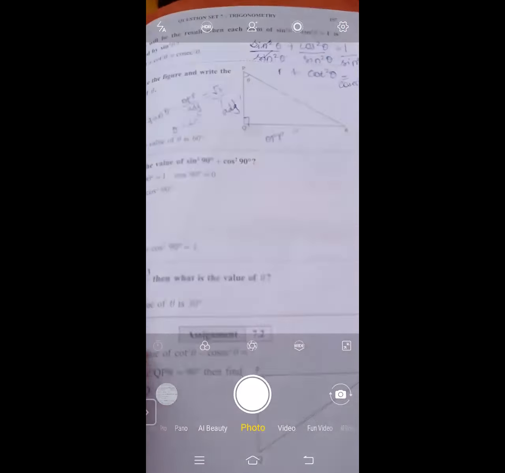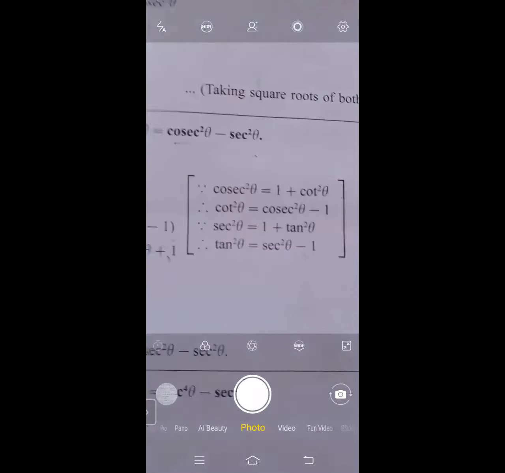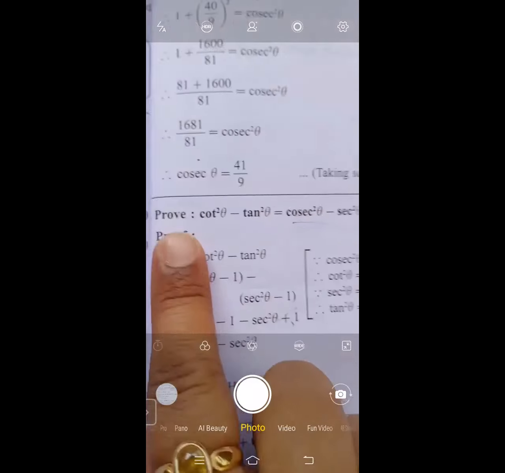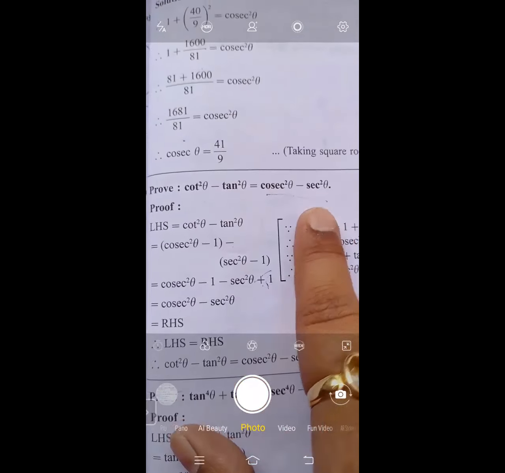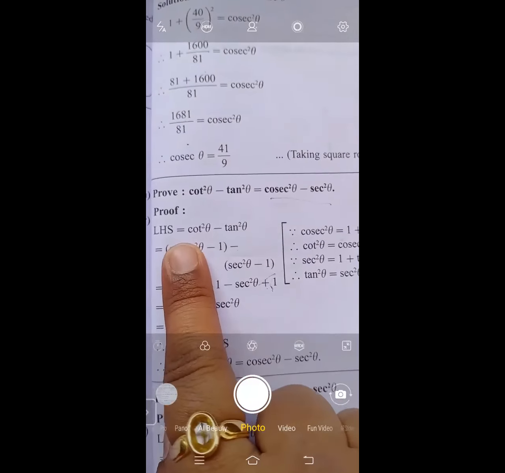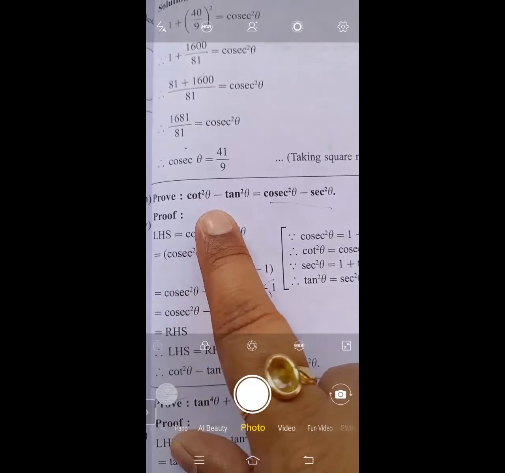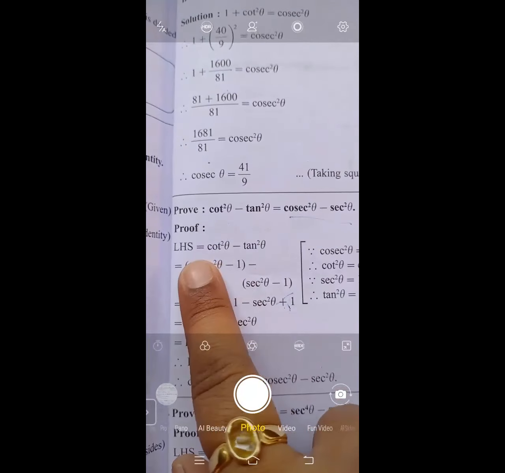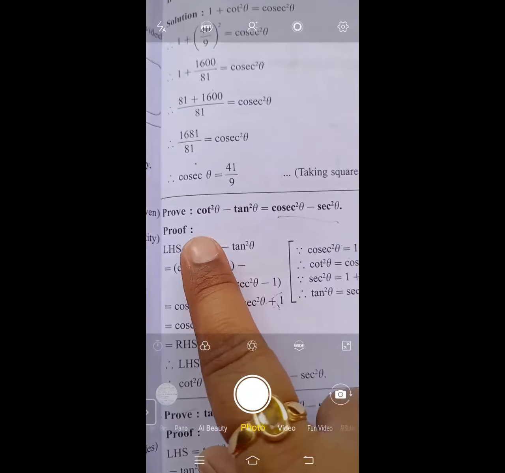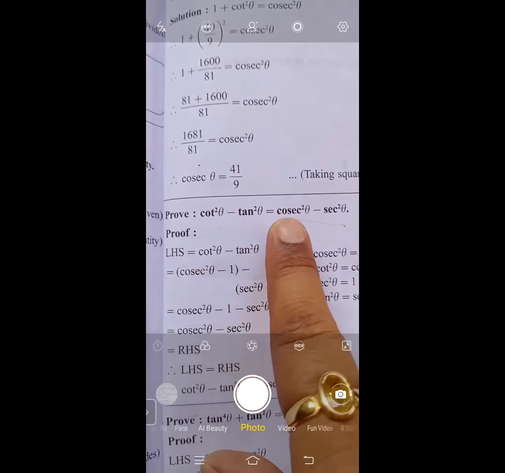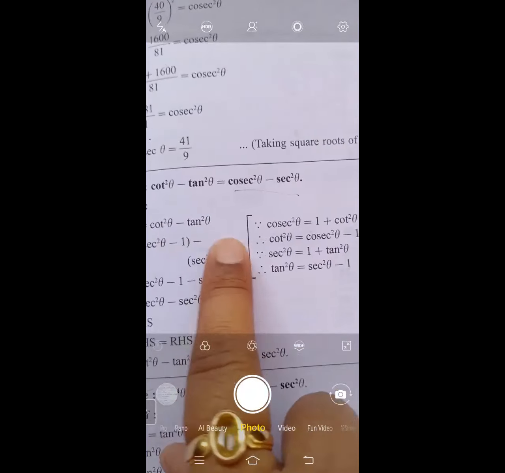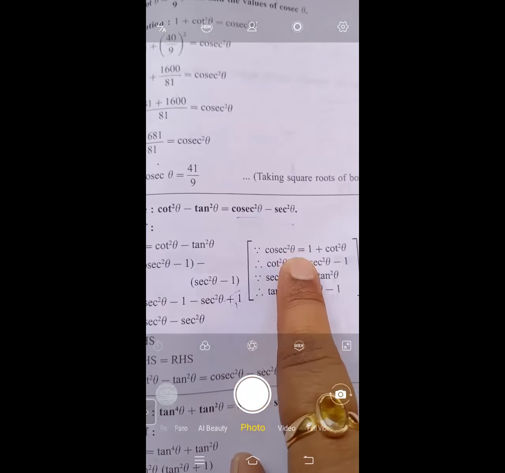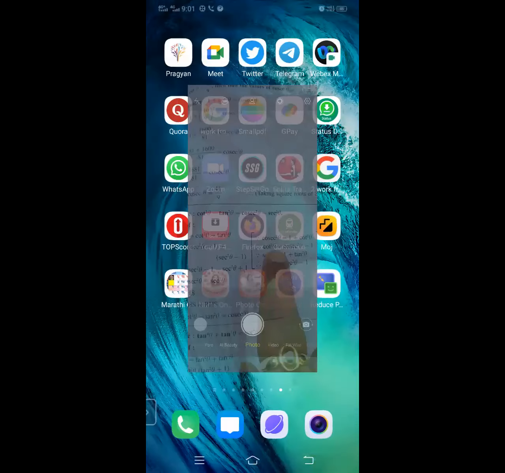So we have solved 1 and 2 marks easy questions. Now today we will go towards proving that cot square theta minus tan square theta is equal to cosec square theta minus sec square theta. Now we know that we have to take the LHS. So first we have written our LHS, which is cot square theta minus tan square theta. Now you can change this cot in terms of cosec and this tan in terms of sec by using the two identities. The identities are mentioned over here. Cosec square theta equals 1 plus cot square theta.